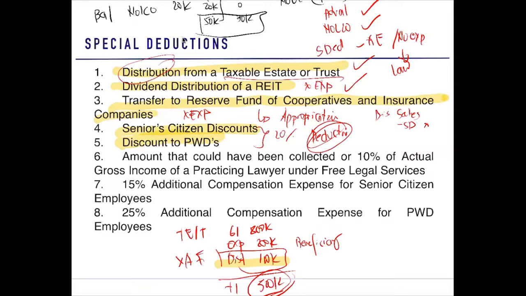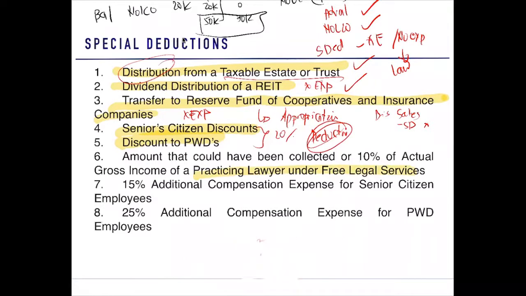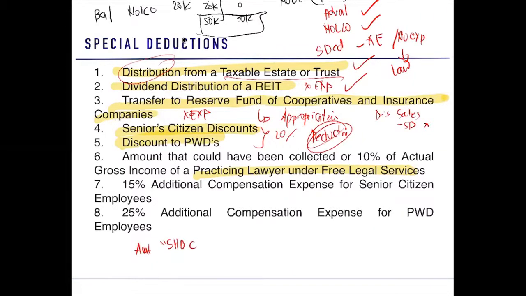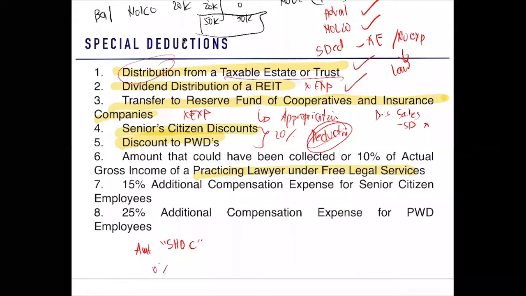Number 6, amount that could have been collected or 10% of actual gross income of a practicing lawyer under free legal services. Okay. So here we have a practicing lawyer under free legal services. We call that type of service pro bono. Bakit pro bono? Wala kang mare-receive na amount. For free lang yung legal services mo. O dito wala ka nang expense, meron ka pang deduction uli. Wala kang expense, pero may deduction ka. Ano yung deduction mo? The amount that should have been collected or 10% of the gross income.